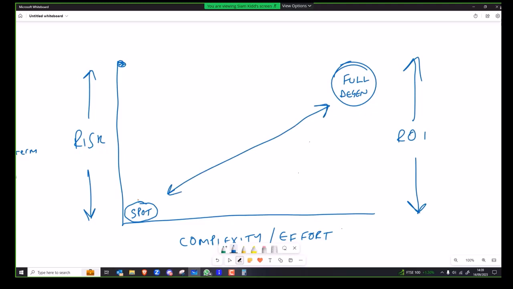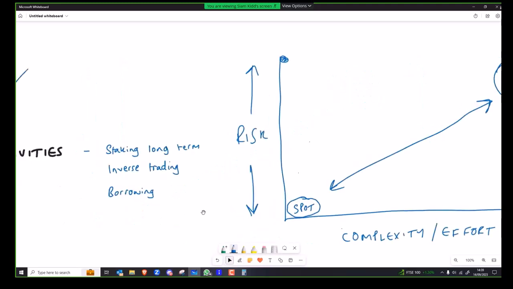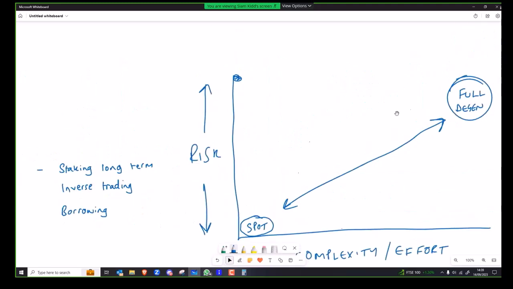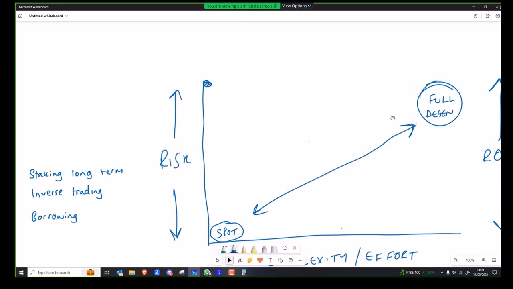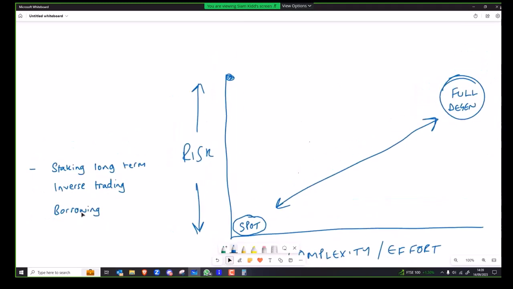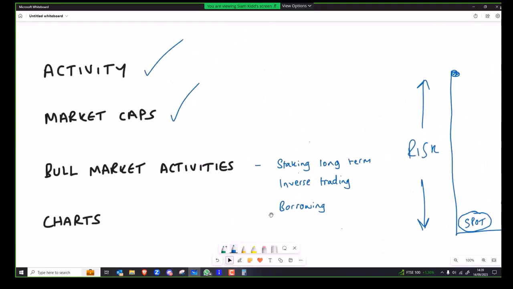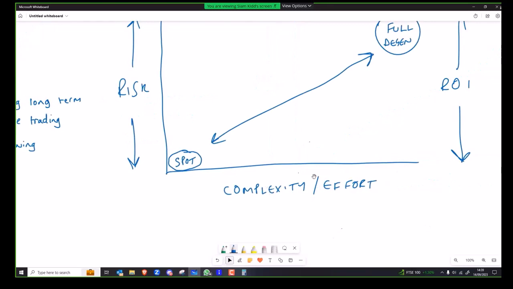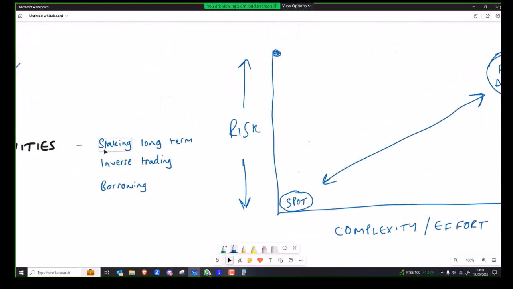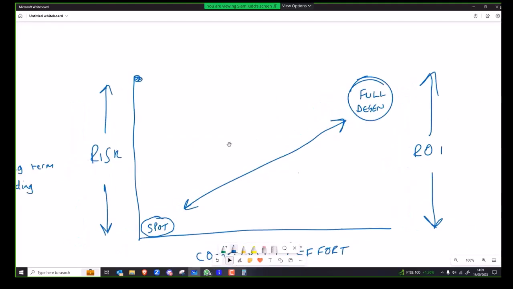Now, the thing that I want to talk about is what I've actually done, which is that you don't have to go full degen. You can do a bunch of other stuff. It's more active, obviously, so it's further along this complexity-effort curve, but you can do staking for the long term and borrowing for the long term and inverse trading without being crazy, if that makes sense.